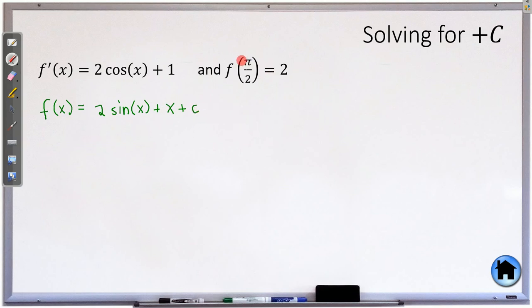All right, but now I want to get rid of that c. And the way we get rid of it is I have to tell you one more piece of information. I have to give you a point. So if I'm telling you f of pi over 2 is equal to 2, I'm saying this has to go through the point pi over 2, comma 2. You got your x and your y. Well, if we plug that in, we should be able to solve for c. So my y value is 2, so that's going to go in for your y value. Your x value is pi over 2, so that is going to go in for x.